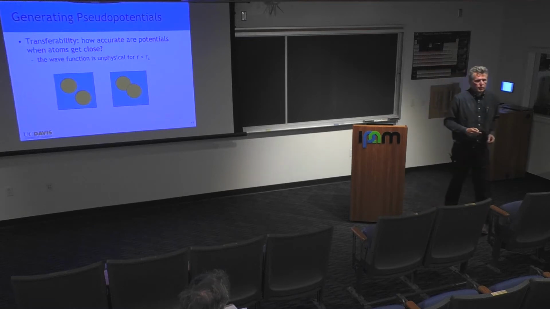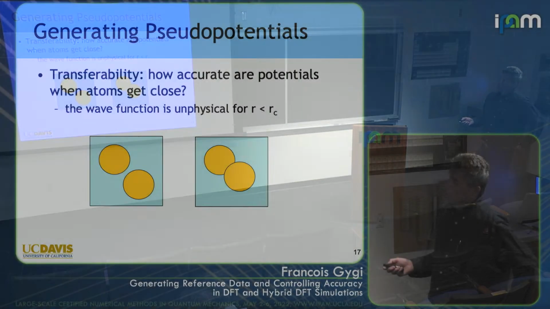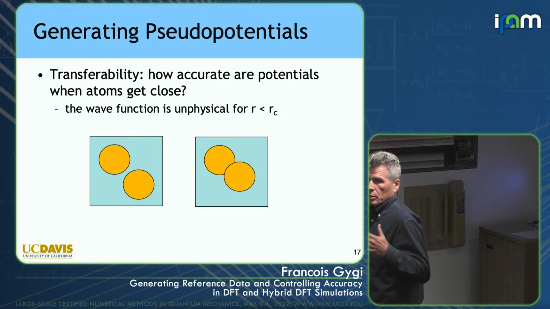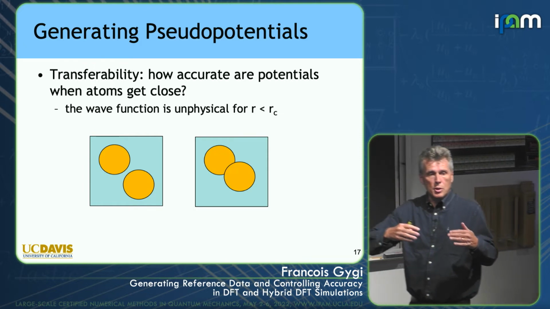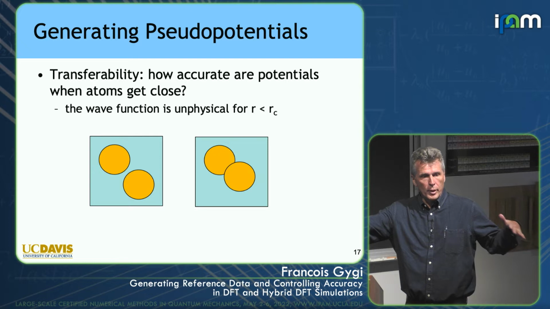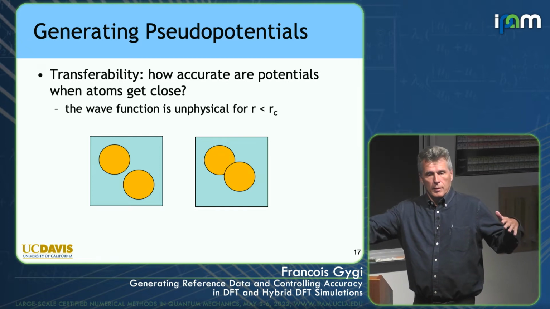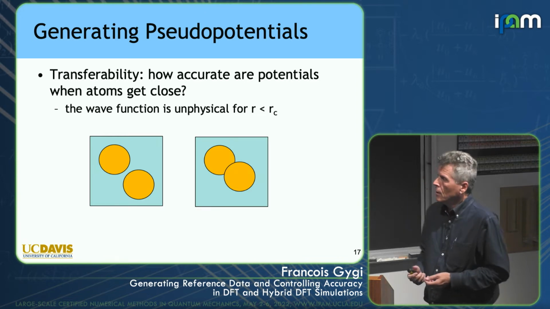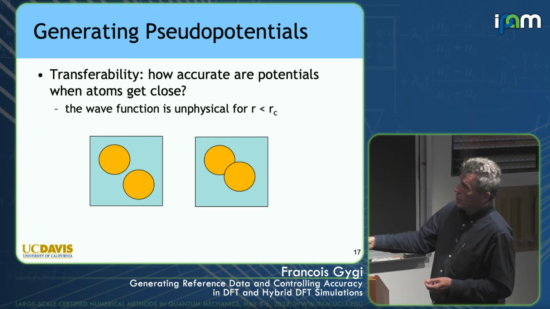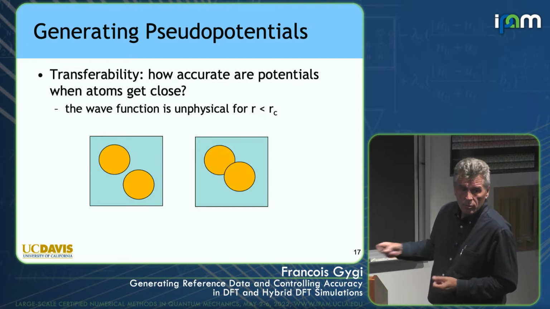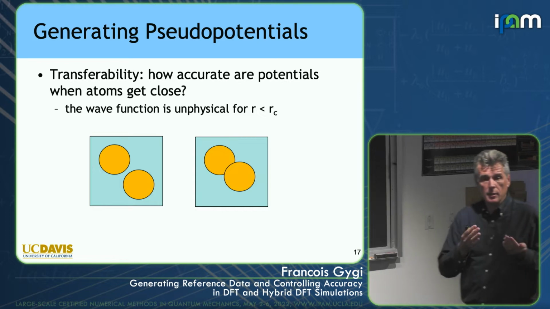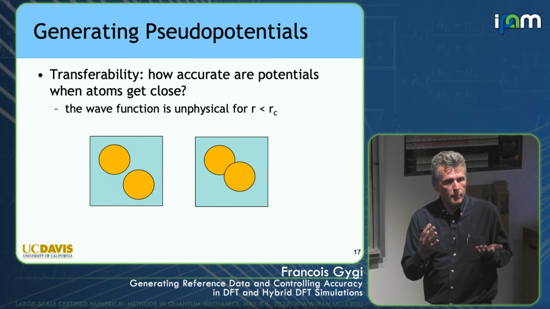So on the theme of transferability, the question you have to ask yourself is how good is a pseudopotential when the atoms get close? Remember that we said that the solution of the Schrödinger equation with the pseudopotential is going to be correct outside of this cutoff radius. That means that inside the cutoff radius, it's non-physical. If you look at the spheres defined by these cutoff radii, they're not that small. You cannot make them arbitrarily small. Like we said, you can't go inside the outermost node of the wave function.